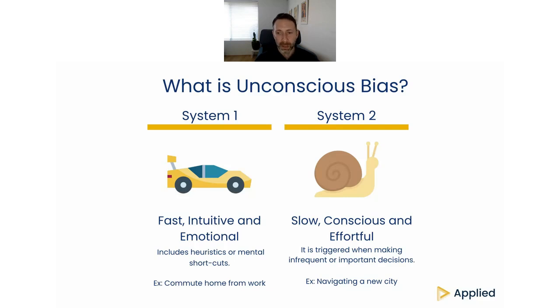System 2 is a lot more about slow, conscious, and effortful thinking. So in new situations, in important decisions or infrequent decisions. An example here is if you're in a new city on holiday, for example, you might be looking at a map and thinking really deeply about where do I go, left here, right here, I'm trying to get over here. A lot different if you were in your own city or place that you lived.